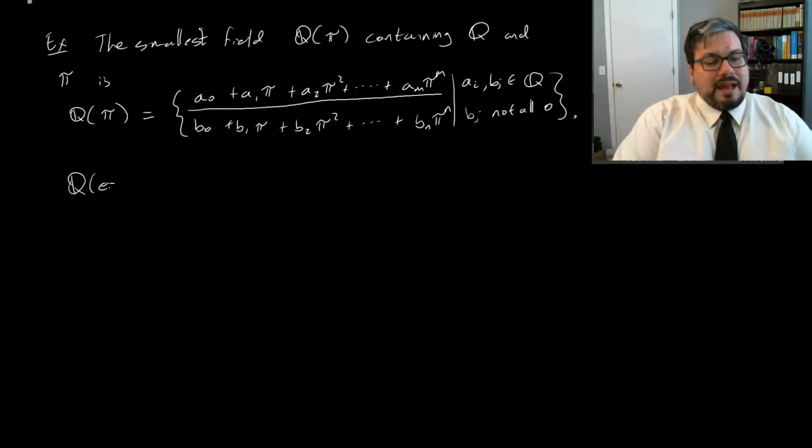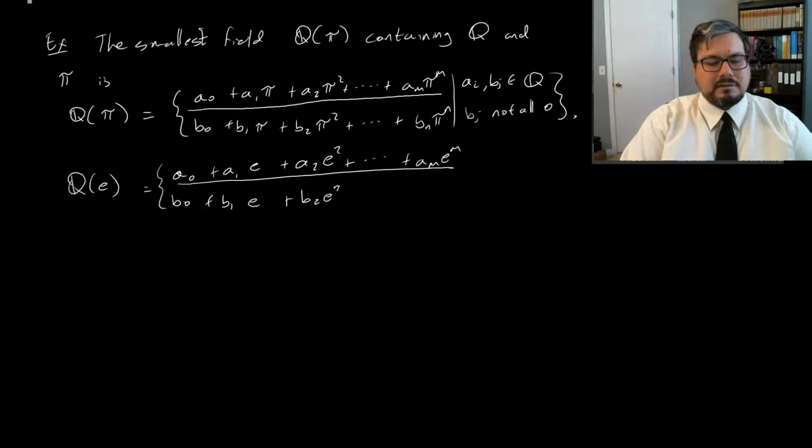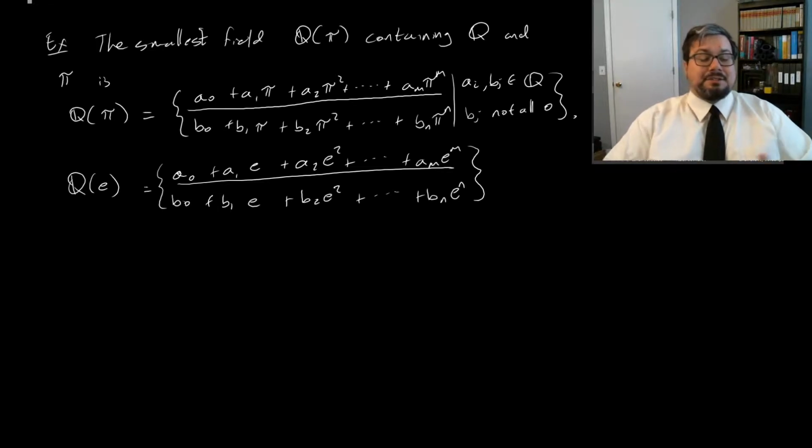Now, we could also look at Q(e), and it's going to look almost exactly the same. The only difference is that we've got e's in here instead of pi's. And in fact, these two fields behave almost exactly the same because the field Q can't tell the difference between pi and e. They're both transcendental over Q, and so as far as Q is concerned, they behave exactly the same way when you include a field which has both Q and one of them in it.